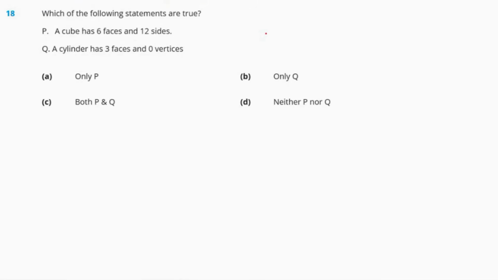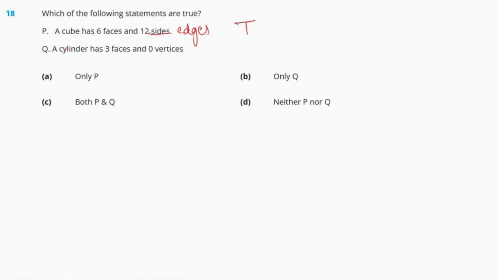Okay. Now question 18 says, which of the following statements are true, right? So the first statement says a cube has 6 faces and 12 sides. So it means not sides, but it means edges, right? So this is true. Why? Because indeed a cube has 6 faces and it has 12 edges.